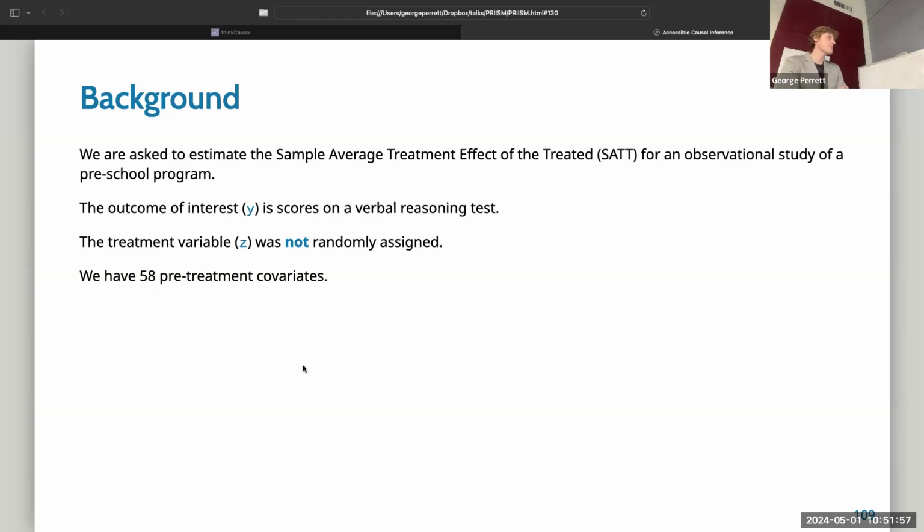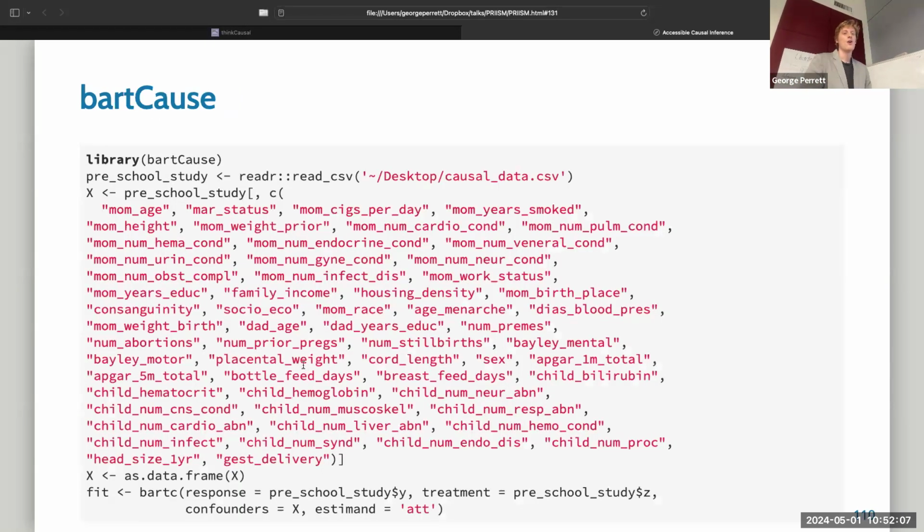Now, we've measured 58 pre-treatment covariates. So this is a more realistic setting where we've measured a whole lot of things and need to appropriately condition on them. So if you would like to use BART cause, this is how you would have to analyze this data. You'd have to load in your data from some CSV or file on your computer. And there's a step where you have to gather all of your confounders together. And you have to make it a specific type of data. So BART cause only takes a matrix or a data frame. It doesn't like other types of objects. So you have to wrangle all of this data together.